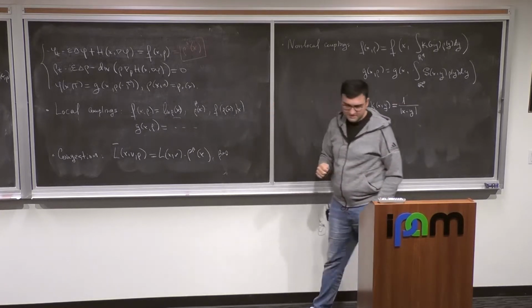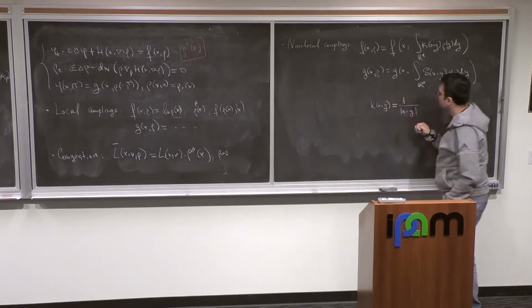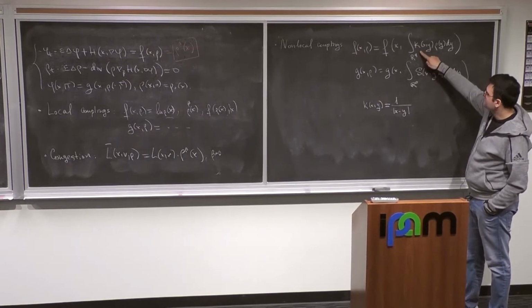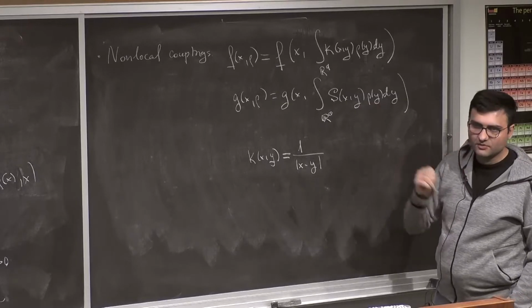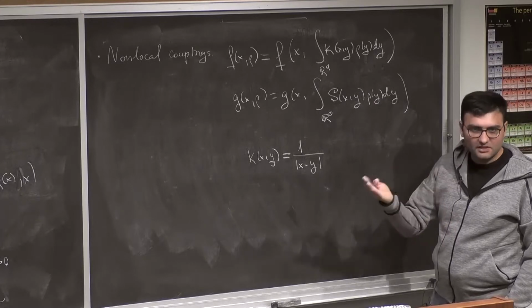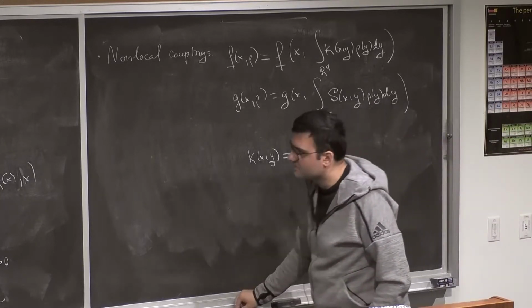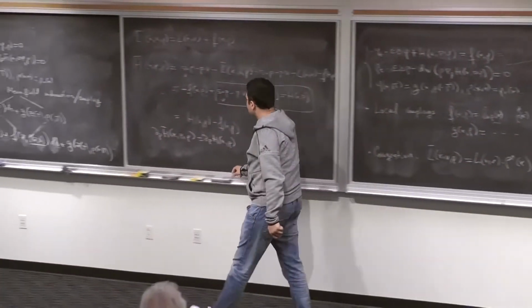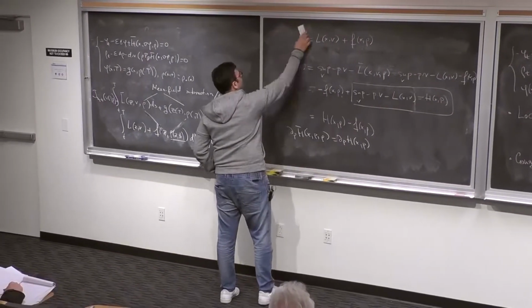So that's one case. Now, for the case of non-local couplings, let's imagine that these kernels K and S are smooth kernels, let's say twice differentiable. So let me erase this.